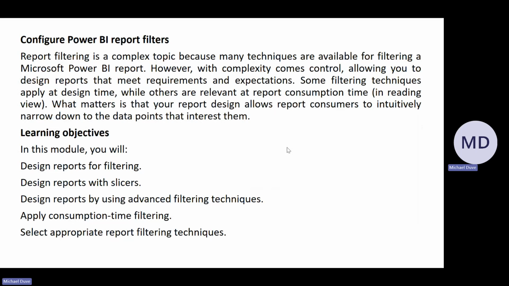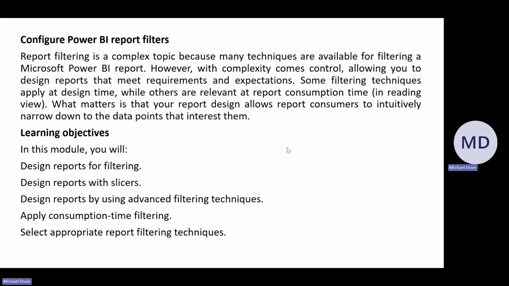So when you're designing reports for filters, start by designing a report layout, including visuals and data fields. Then identify the key fields that users may want to filter on, such as date, region, or product category. Then you can use visualizations that support filtering, such as tables, charts, and maps. Then you can also design reports with filters.